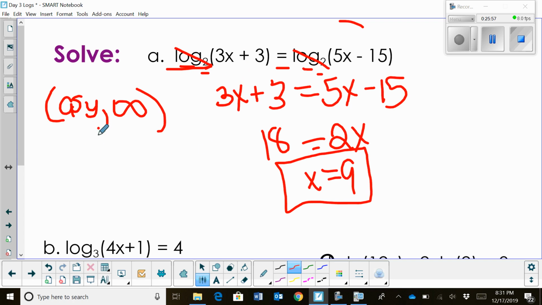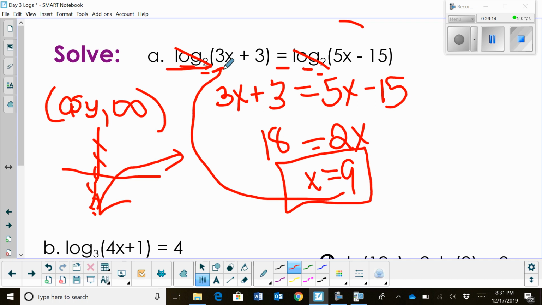So its graph looks something like this, or the parent graph does. So we have some asymptote that the graph never crosses. So it doesn't have a full domain. So what we have to do is check and make sure when we plug in the value, in this case 9, that we aren't taking the log of a negative, because the log of a negative is undefined. So if we plug in 3 times 9, we get 27, and then we add 3. That gives us 30. So that means this would be log base 2 of 30.